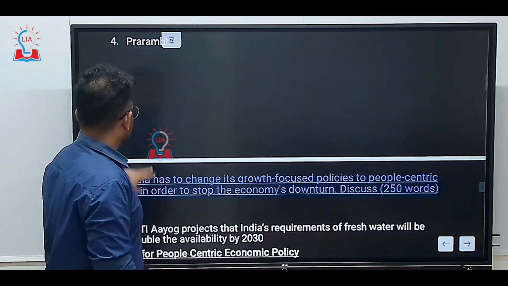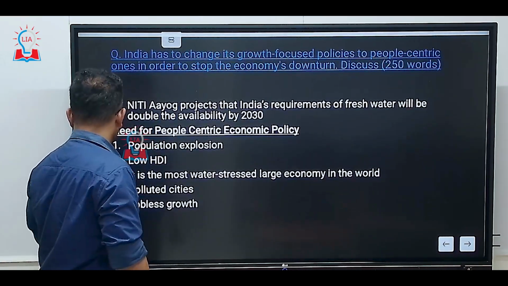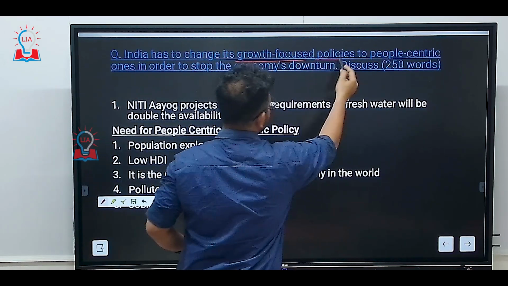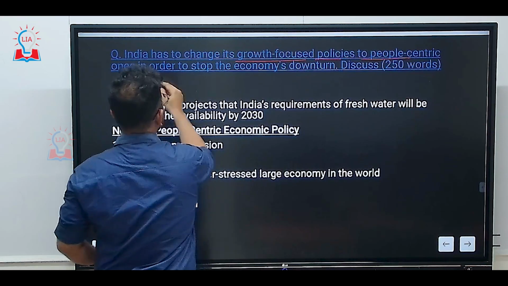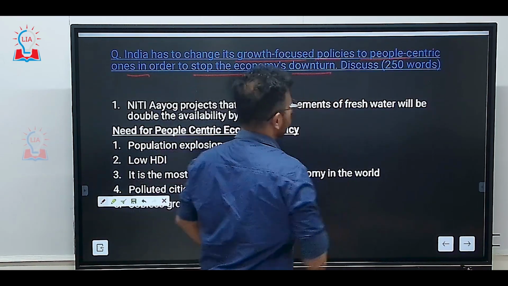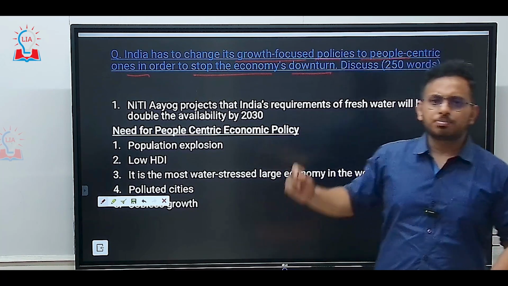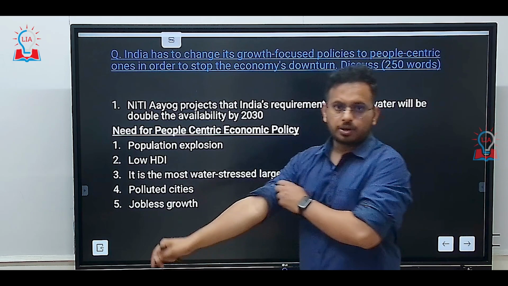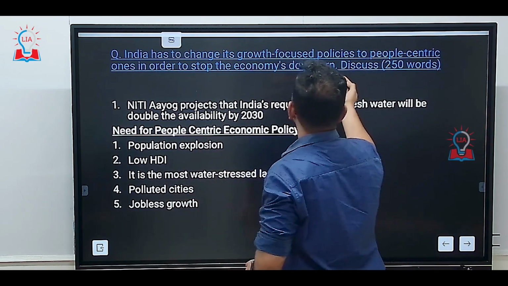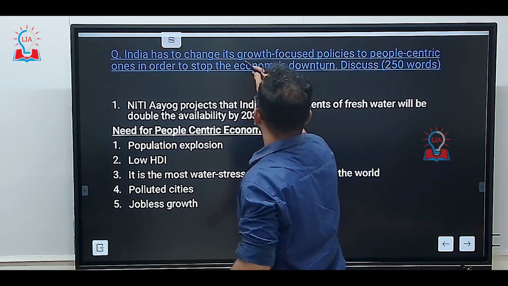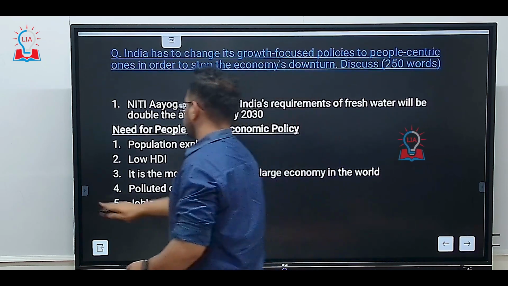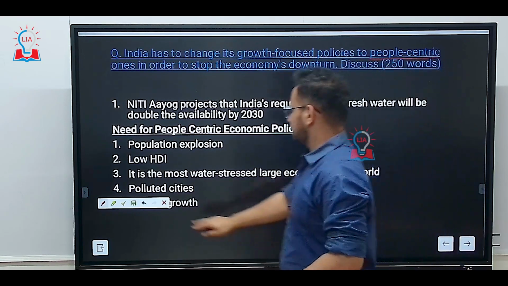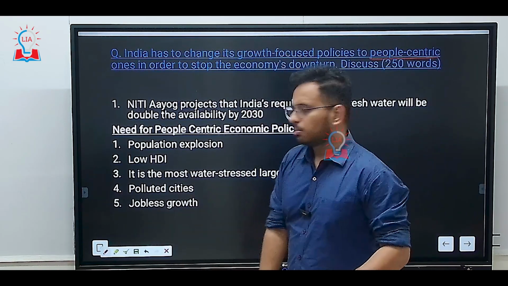Now let's move on. Second question for the day. India has to change its growth focused policies to people centric ones in order to stop the economy's downturn. See, I won't classify this to be a purely economic question. This has something to do with the environment concepts also, because it is talking about people centric policies. India has to change its growth focused policies to people centric policies. Okay, because it is talking about sustainable development.